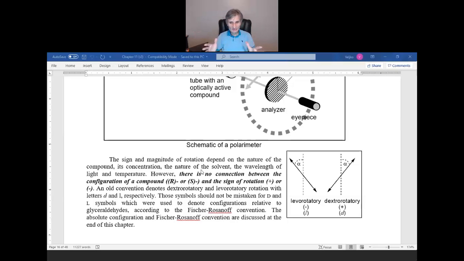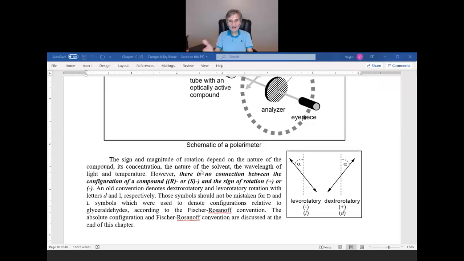And we also designate rotation to the right or to the left as plus to the right, minus to the left, or levorotatory to the left, dextrorotatory to the right. That also means that, let's say, if one enantiomer rotates plane of polarized light by 15 degrees to the right, then the opposite enantiomer will rotate plane of polarized light by exactly 15 degrees to the left. And we will designate that one enantiomer rotates plane of polarized light by plus 15 degrees and the other one by minus 15 degrees. And it's going to be exact.